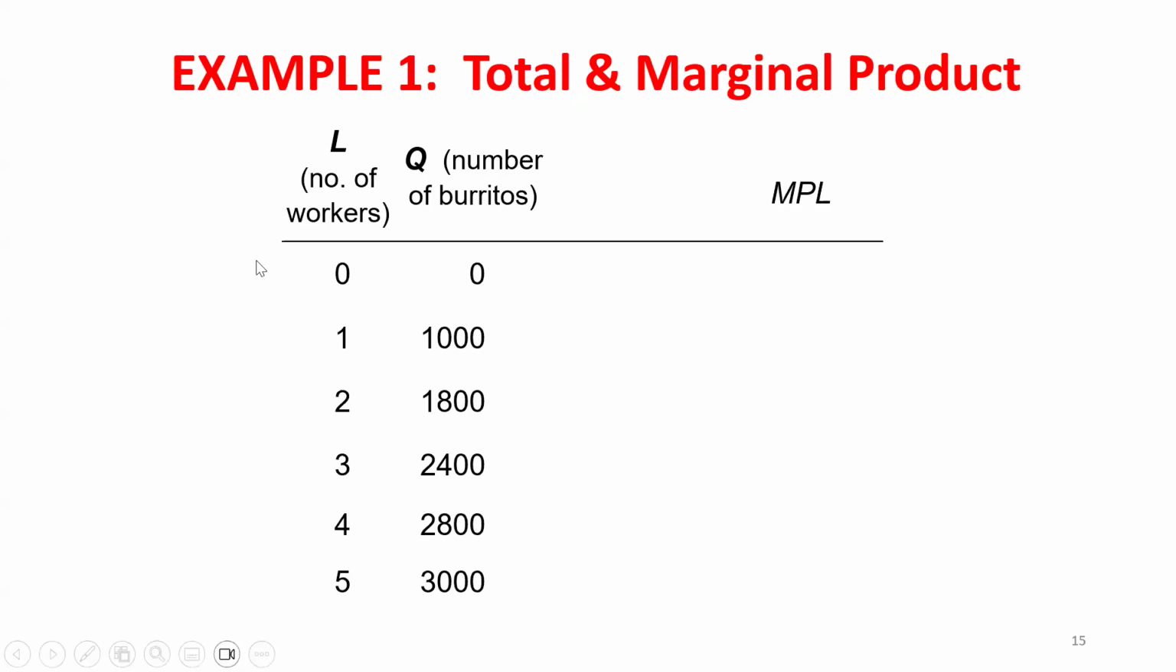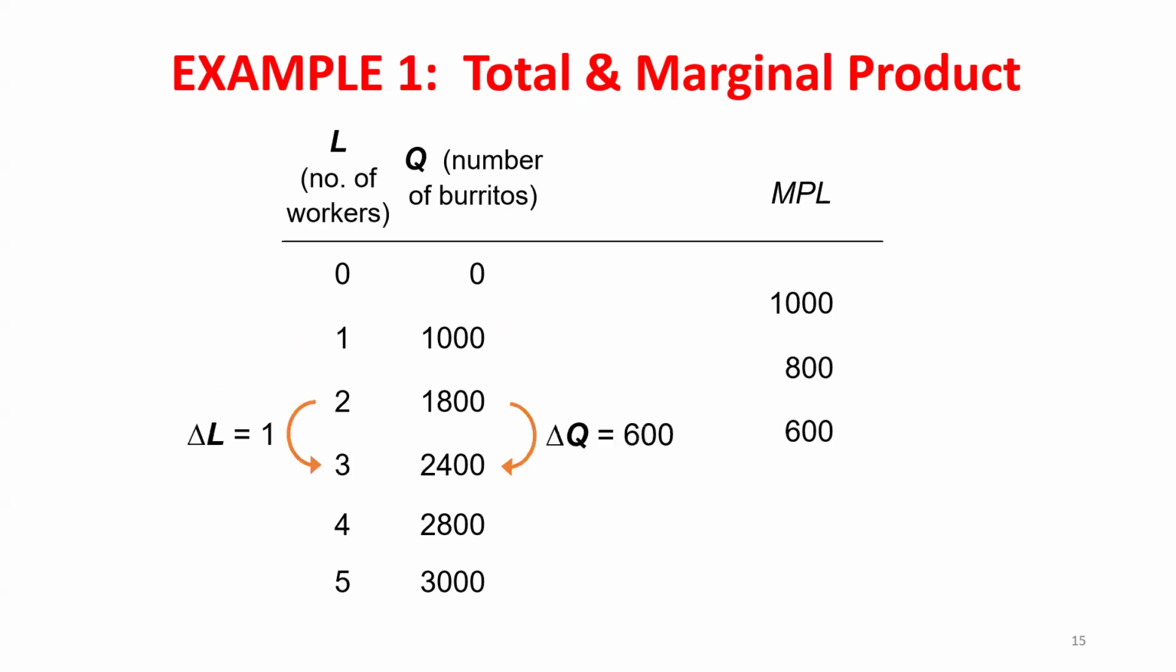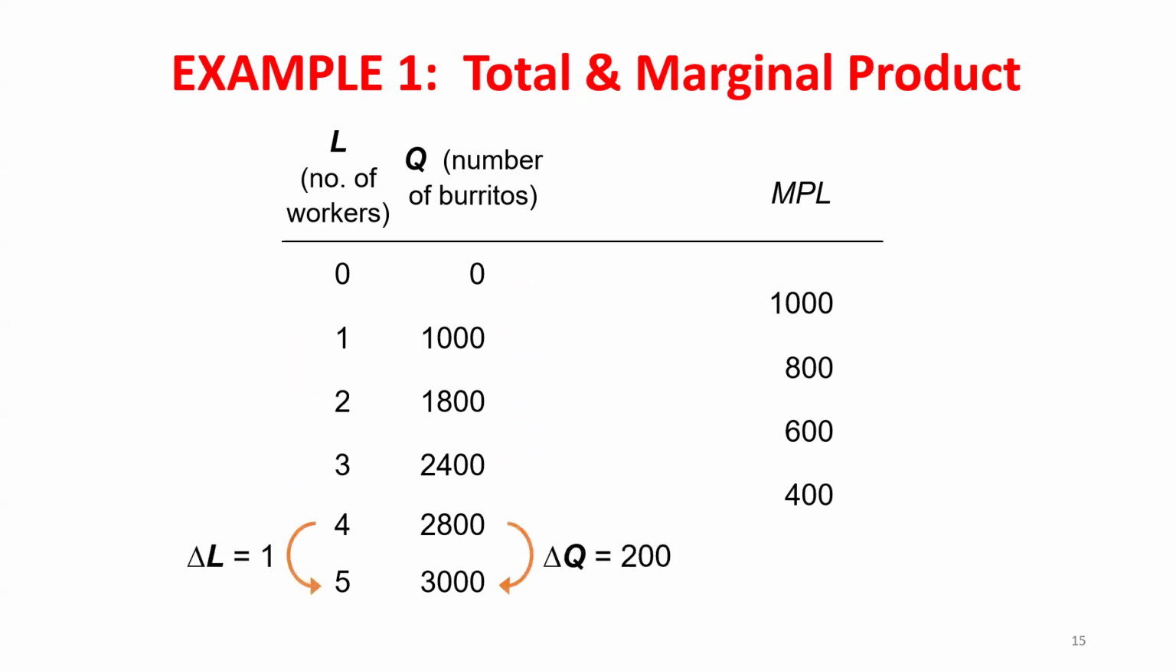But all we're doing is going back to those original quantity of labor numbers, the original number of workers we were hiring, and the quantity of the product we're creating, which is burritos, right? So if I did this on the graph, I can do the same thing on the table. What's the change in the quantity divided by the change in the number of workers, or the change in labor? 1,000 over 1 is 1,000. We kept going through, and we saw that the marginal product of labor is always decreasing.